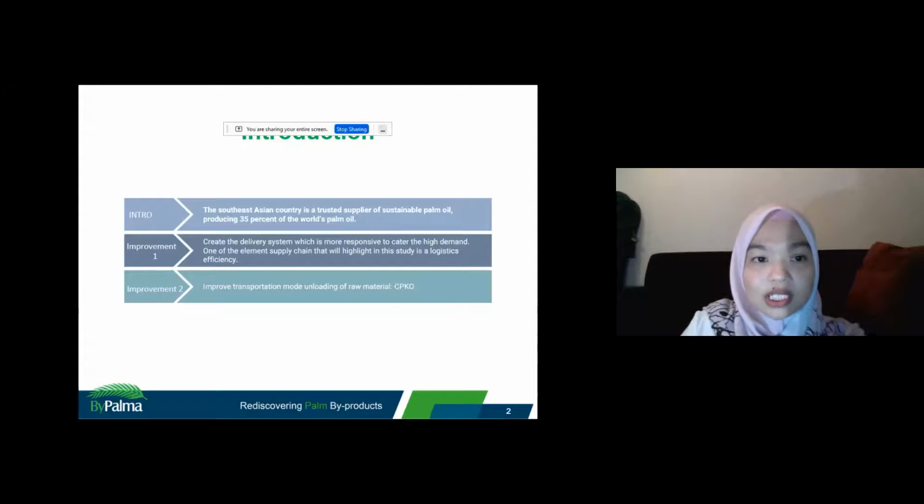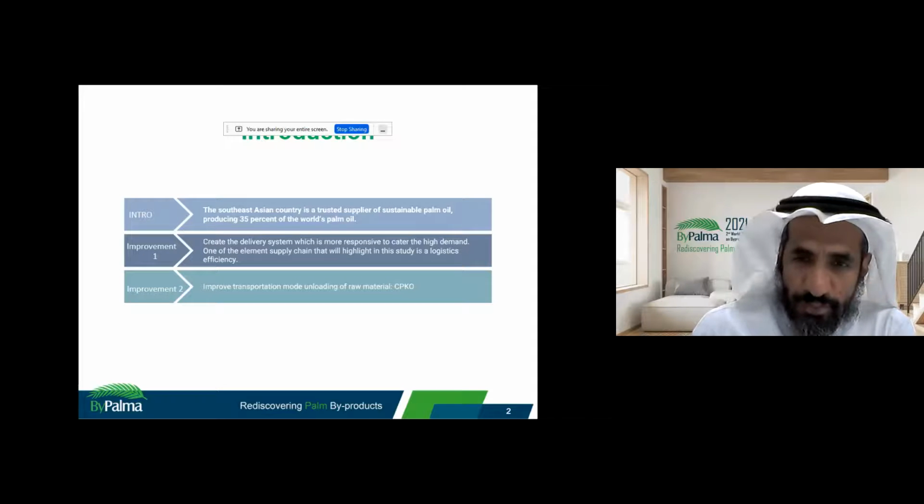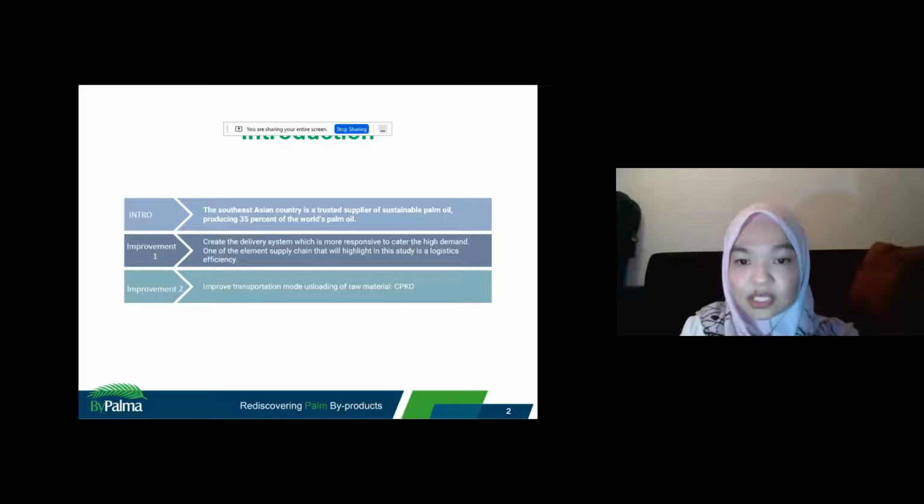In the introduction, as we know, the Southeast Asia country is a trusted supplier of sustainable palm oil, producing 35% of the world's palm oil. The first improvement is to create a delivery system which is more responsive to cater to the high demand. One element of supply chain that needs to be highlighted in this study is logistic efficiency. The second improvement is to improve the transportation mode for unloading of raw material, which is CPKO.